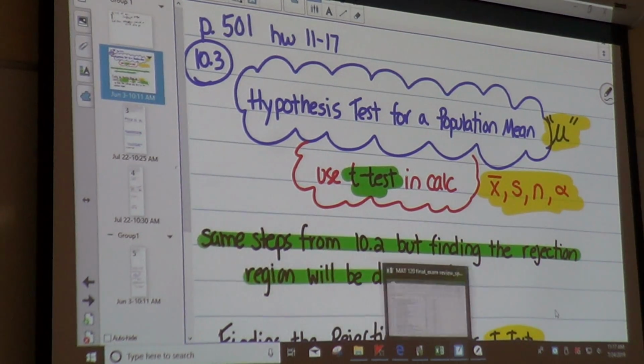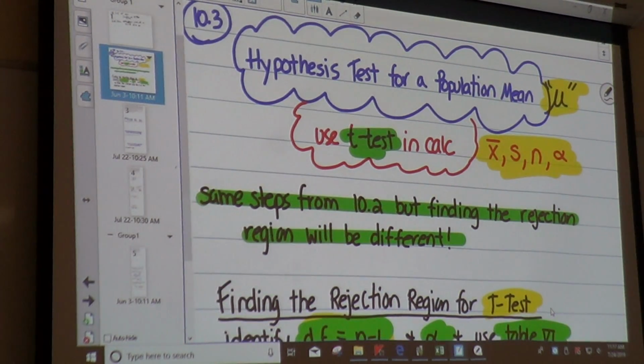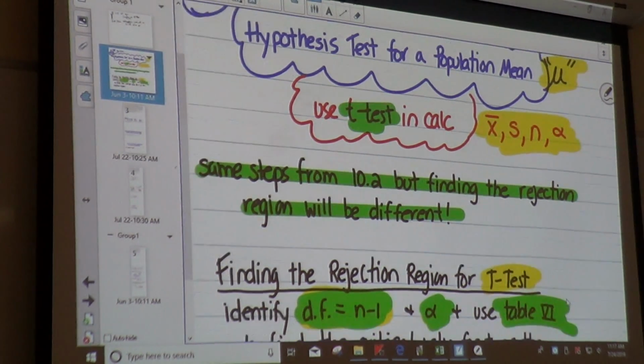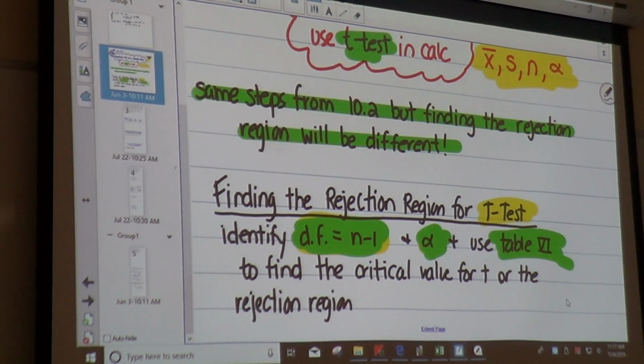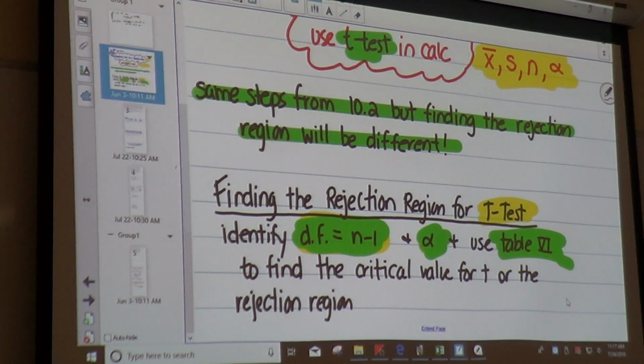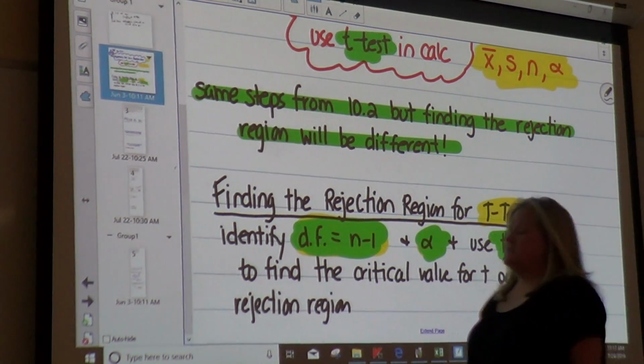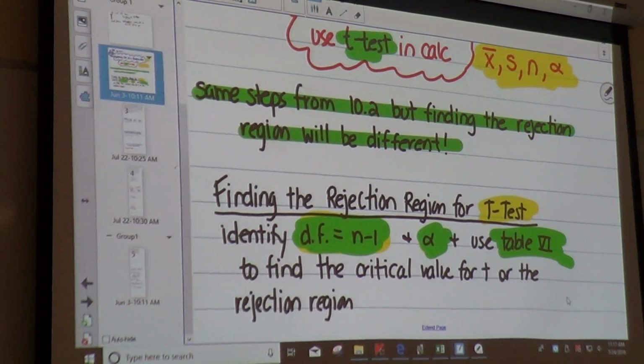This is not much different, like I said, than what we did in the last section. Same steps from 10.2, but finding the rejection region is going to be a little bit different. So here are the rules. Finding the rejection region for a t-test, you're going to identify the degrees of freedom. The degrees of freedom are going to be n-1, and then we're going to do alpha. And then we're going to use table 6 to find the critical, and let me hand out the formula sheets so that y'all can look up what you need to look up as well.